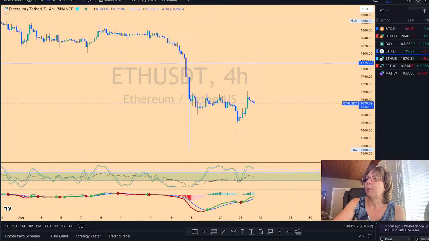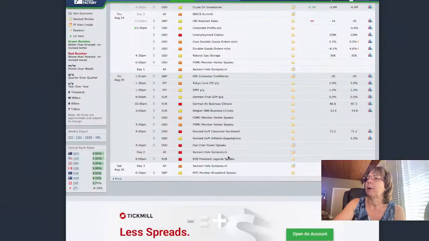I see tomorrow Mr. Powell is speaking. You can see the Fed Chair Powell speaks tomorrow 4 o'clock. It usually does have an influence on the market, so expect some volatility round about the time of that speech. Maybe get in a few good scalps.